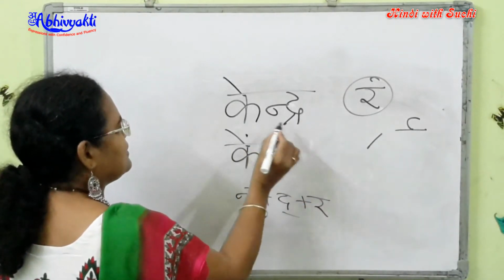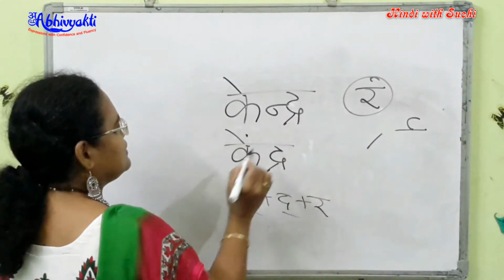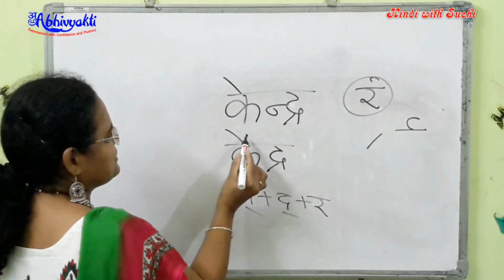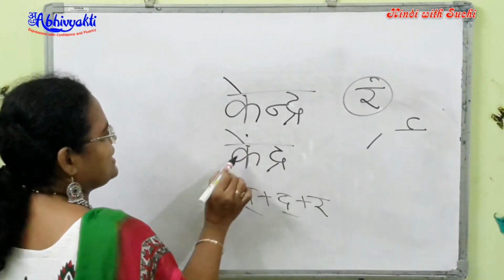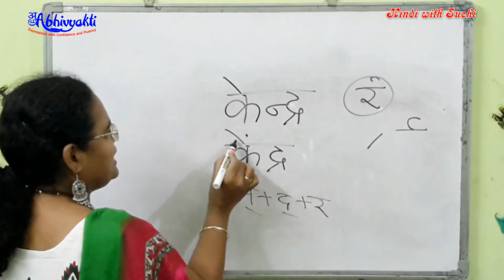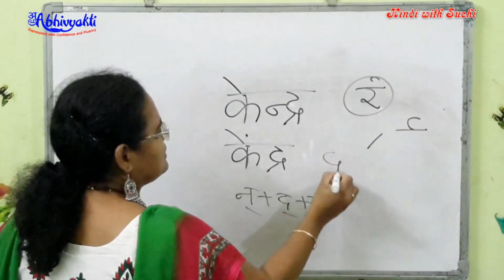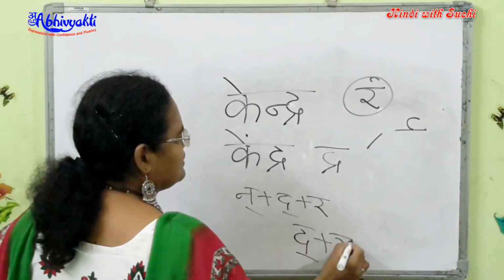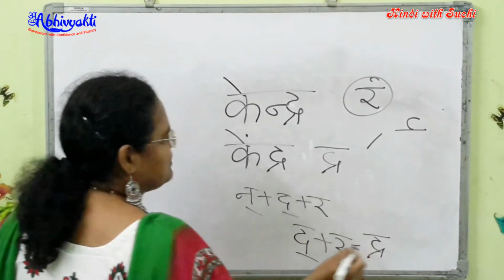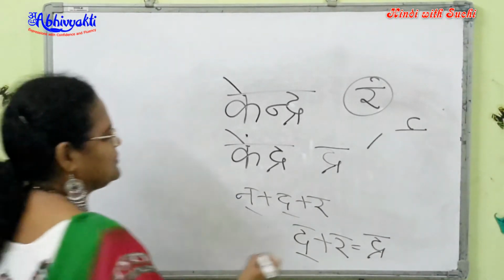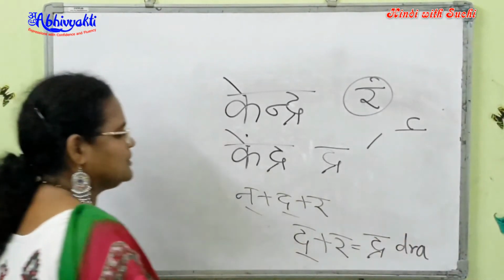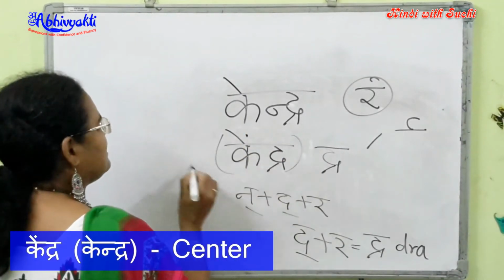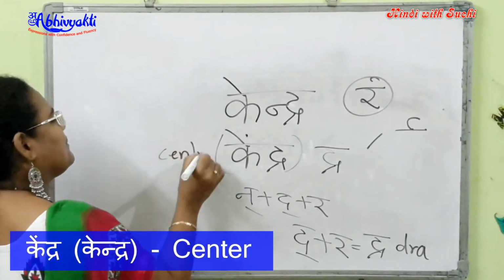So Kendra, Kendra. The modern spelling is to take this N out and replace it with this dot. So I'm saying it as Kendra. So this is Da. The D plus R gives me Dra with a line below. Dra. Kendra, or the new spelling Kendra, which means center.